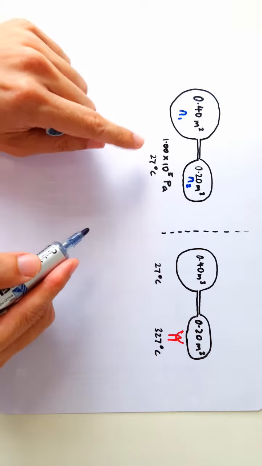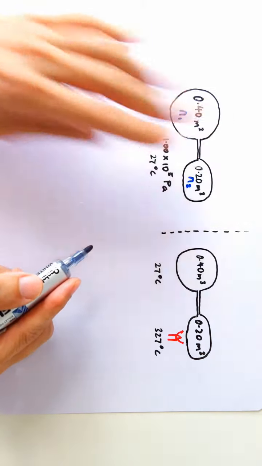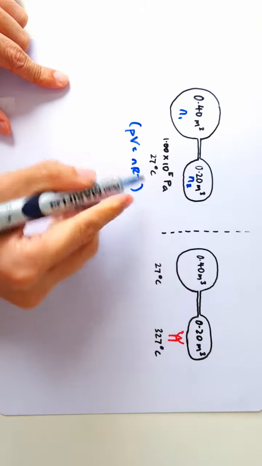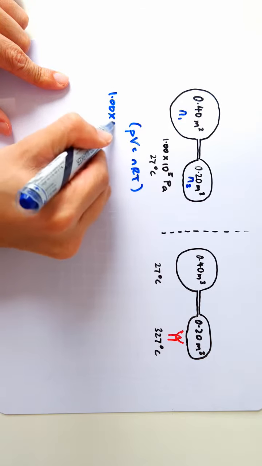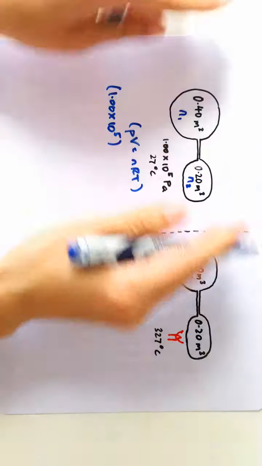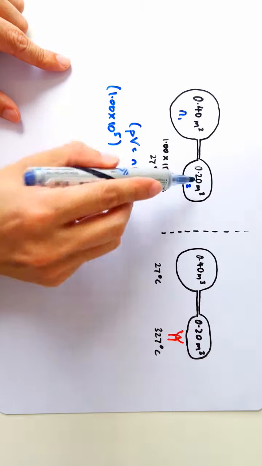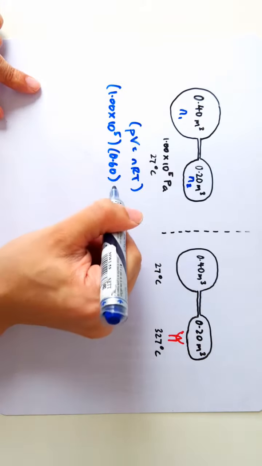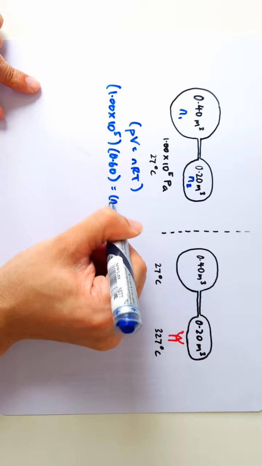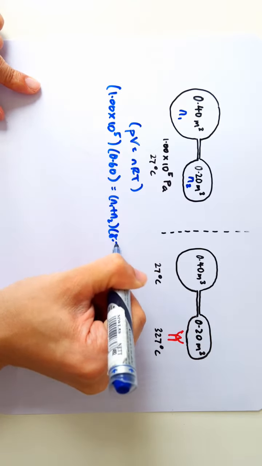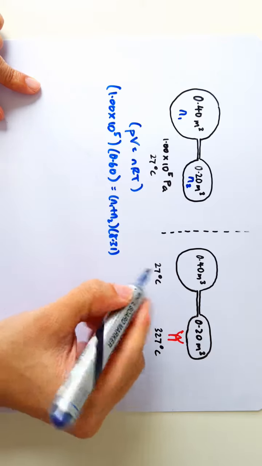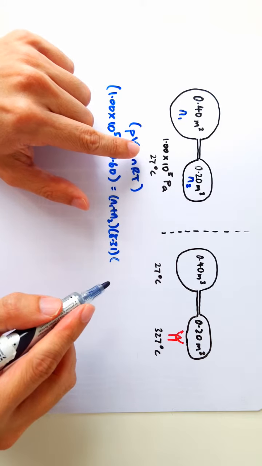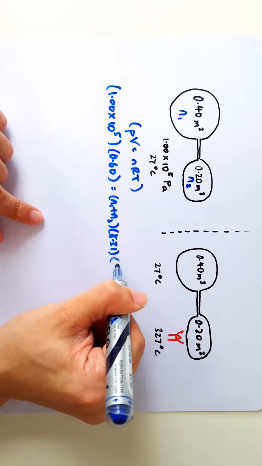So let's apply PV equals nRT to the before situation first. So PV is nRT, right? The pressure in both bulbs is the atmospheric pressure. The volume is actually the total volume, so it's 0.4 plus 0.2, so it's 0.60 meter cubed. The amount of gas, we are going to write as N1 plus N2. R is of course 8.31, and the common temperature is of course 27 degrees Celsius. So the number we are putting in would be 300.